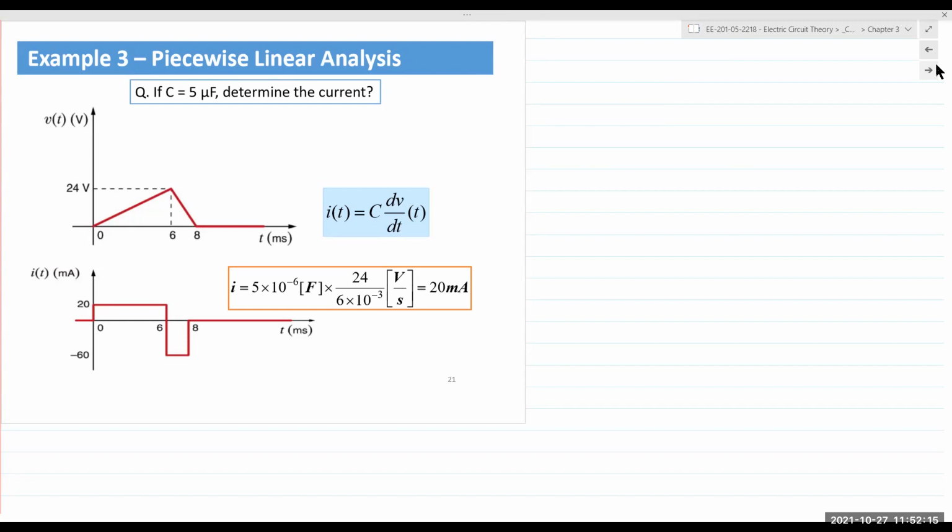In this case, this is a simple waveform. You can break it up into 2 pieces. I would say time period 1 goes from 0 to 6. Time period 2 goes from 6 to 8. And this is milliseconds, by the way. Each piece is linear with respect to time.